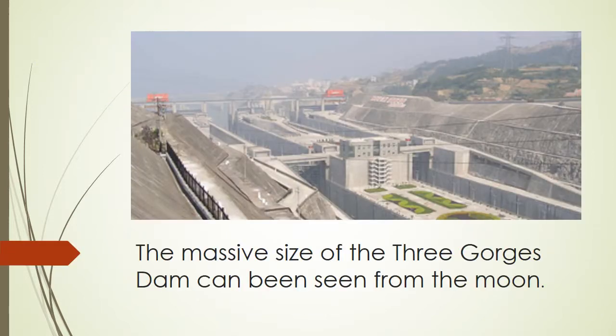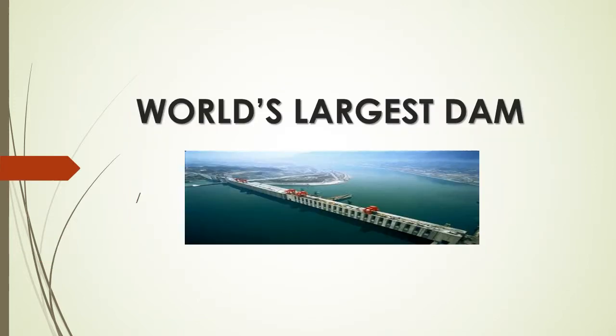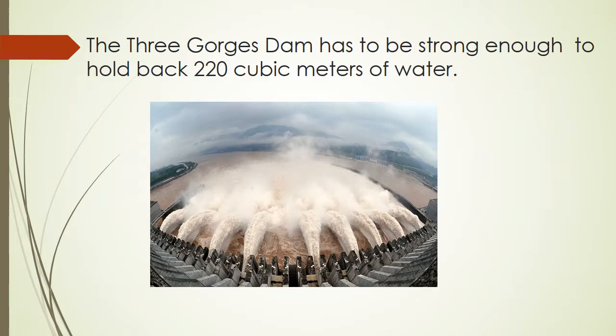The massive size of the Three Gorges Dam can be seen from the Moon. Here is another picture of the world's largest dam. The Three Gorges Dam has to be strong enough to hold back 220 cubic meters of water.